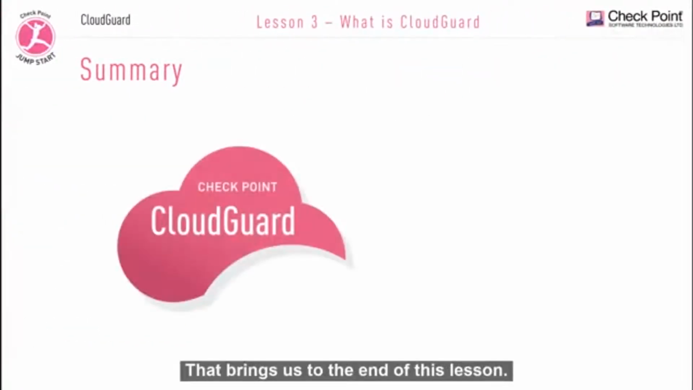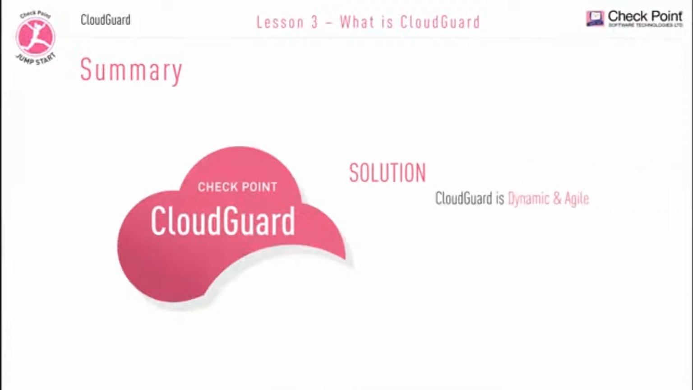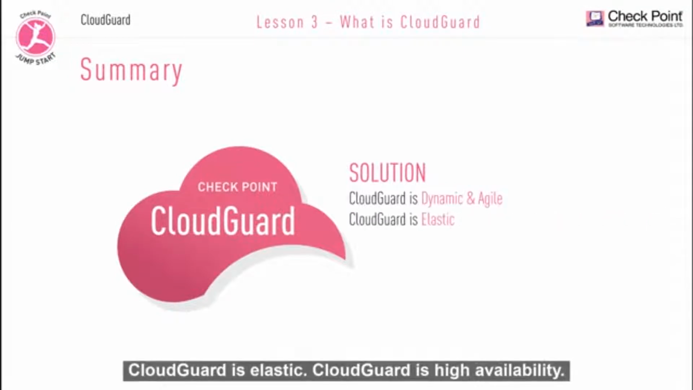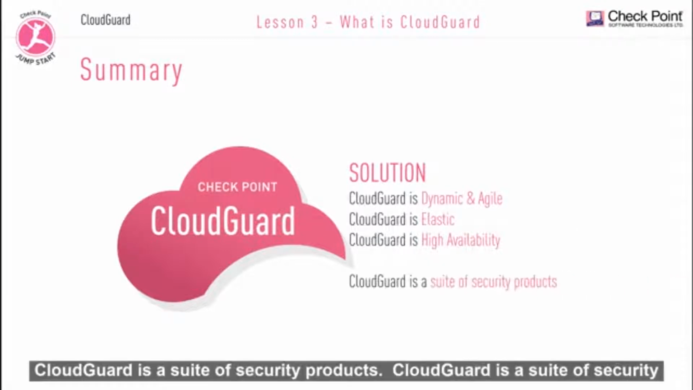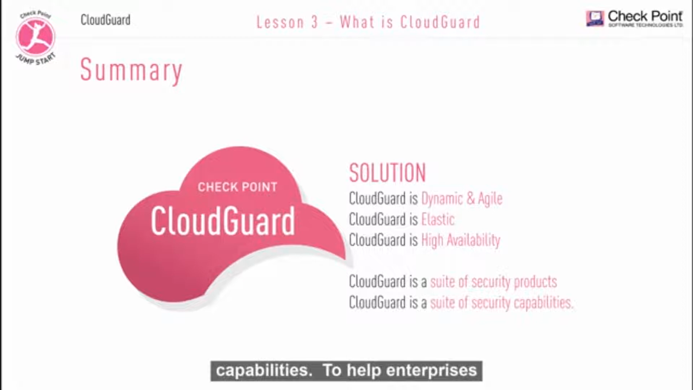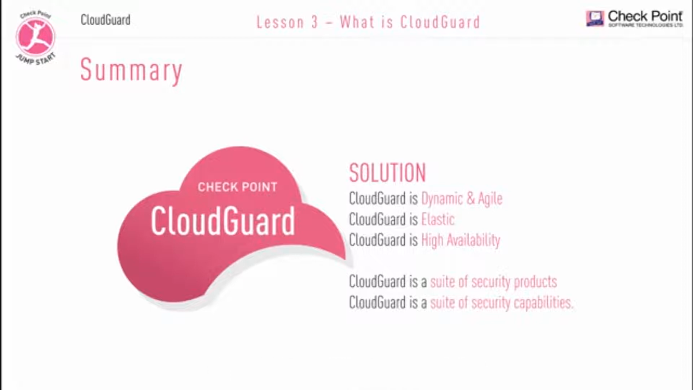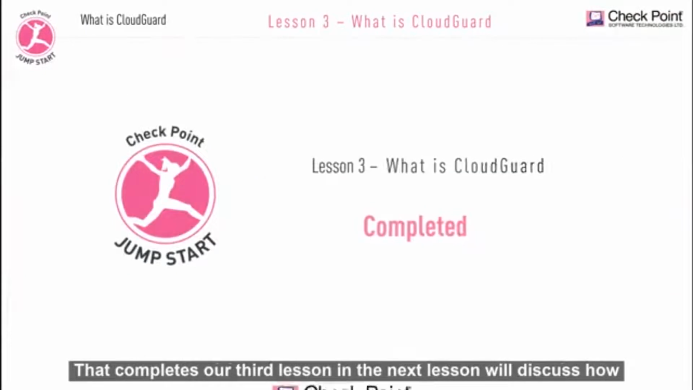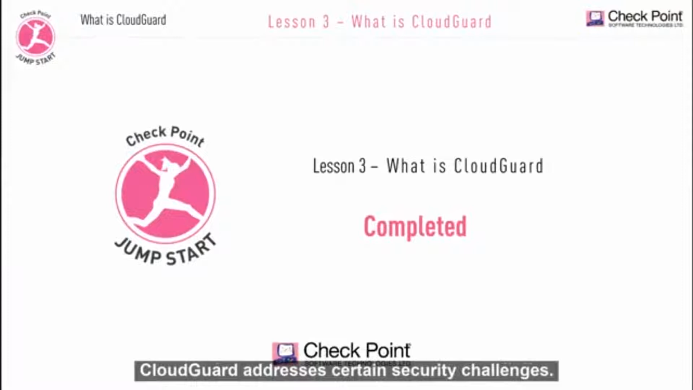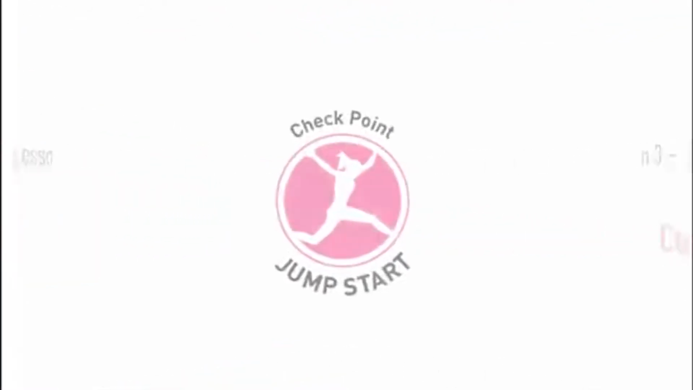That brings us to the end of this lesson. Let's quickly recap before exiting this video. CloudGuard is dynamic and agile. CloudGuard is elastic. CloudGuard is high availability. CloudGuard is a suite of security products. CloudGuard is a suite of security capabilities to help enterprises secure their cloud journey. That completes our 3rd lesson. In the next lesson, we will discuss how CloudGuard addresses certain security challenges. I'll see you there.